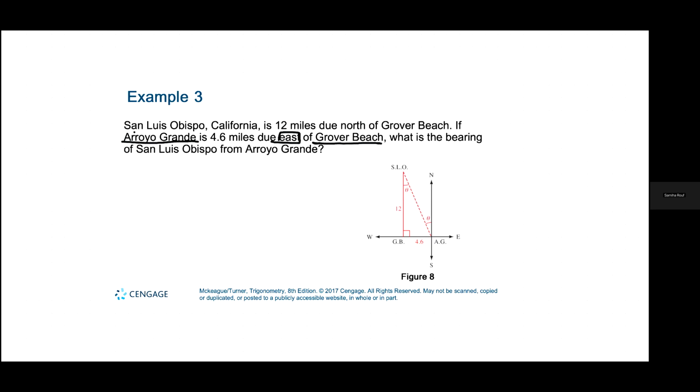And the question says, what is the bearing of San Luis Obispo from Arroyo Grande? So from Arroyo Grande, this is where the bearing angle should start from. And then this is the city where it ends. So the bearing angle, again, this is the north. If you draw the compass, this is the north axis. So here's our angle created by this line that connects the two cities.